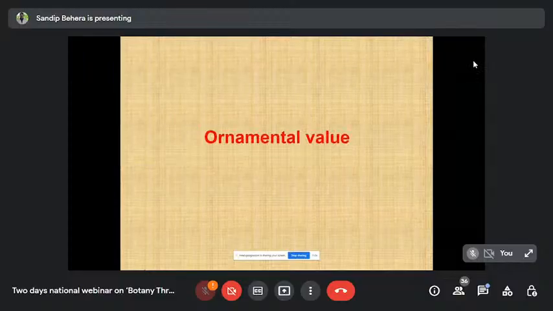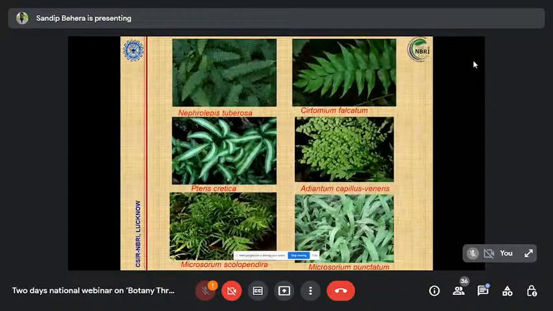So let us talk about ornamental value. As you know, the fronds of the ferns are very interesting because of their beauty. We can say all ferns have ornamental value. For example, this is Nephrolepis tuberosa. You might have seen it in marriages. This Nephrolepis tuberosa is used in forming bouquets, and in marriages also it is used for decoration purposes. Likewise, this is Cyrtomium falcatum.